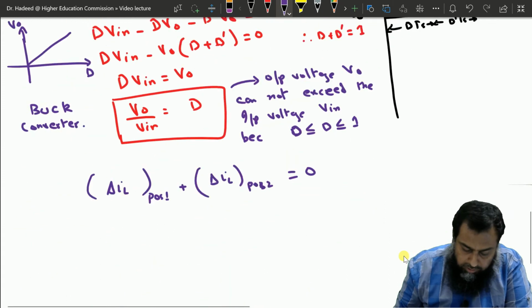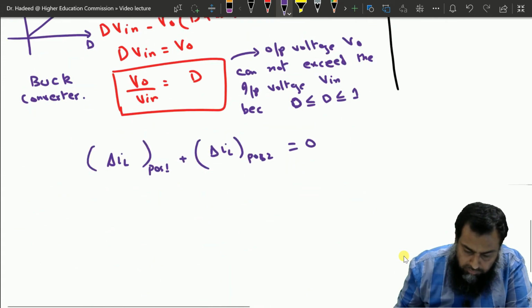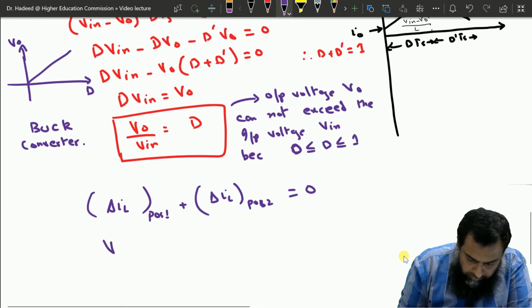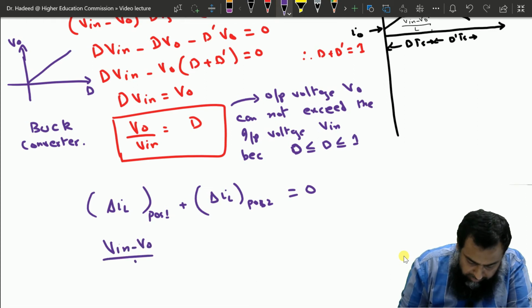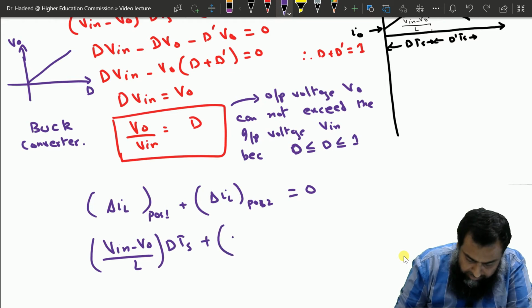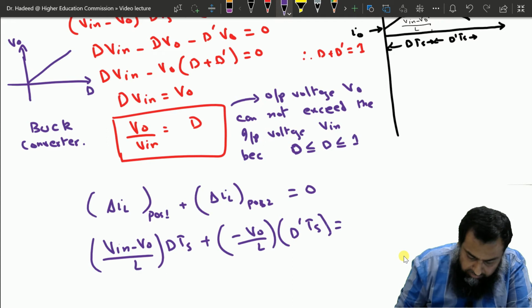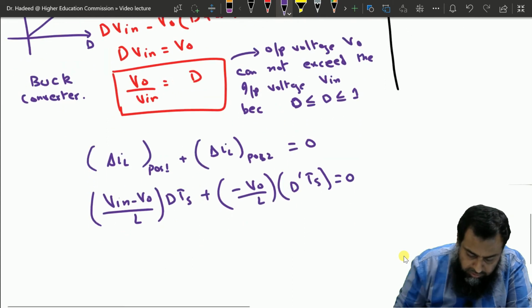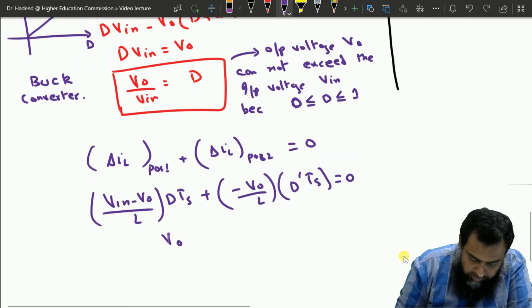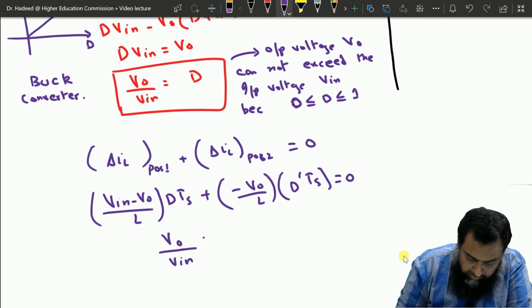So the delta IL during position number 1 is equal to V in minus V naught over L times dTs plus minus V naught over L times d prime Ts, and that is equal to 0, and this leads me to the same thing, V naught over V in is equal to D.